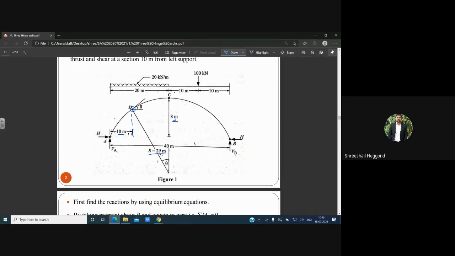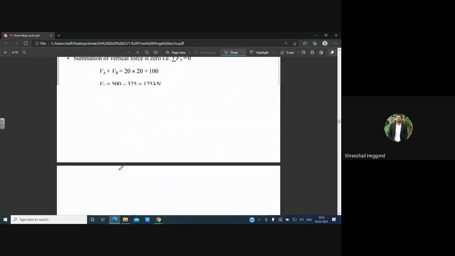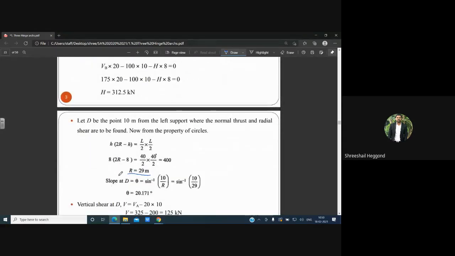Can find out r value by considering the equation h into 2r, that is radius, minus h into L square divided by 4, and the r value is 29 meter. Once you know the r value, you can write for sine theta value, that is 10 divided by r, by considering this triangle.